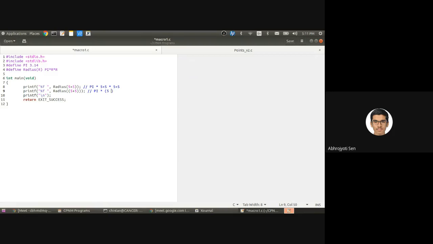Multiplied by 5. So you see, where are the pitfalls of working with macros? If I had done this thing also, then both my answers would have come out the same. I'll show you.